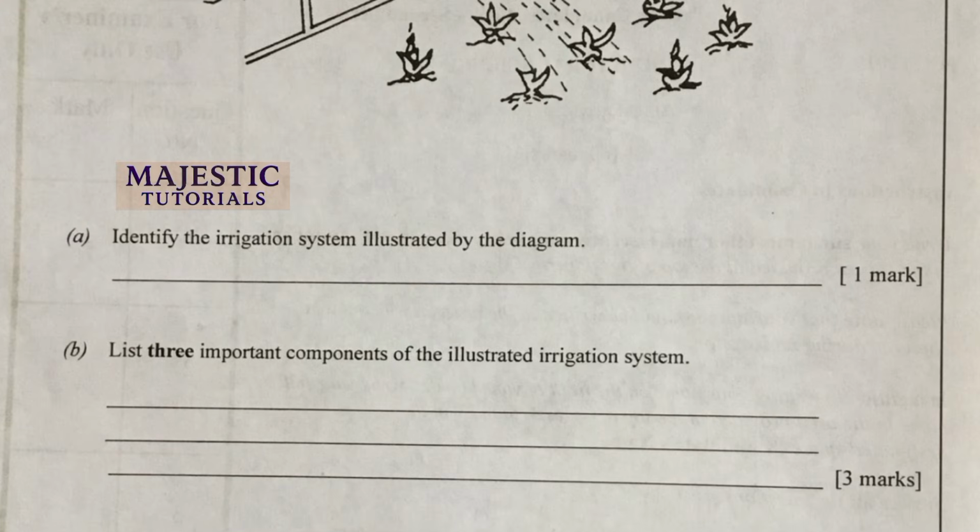The answer you will write, no explanation, is sprinkler. And you will get the mark. Spelling is necessary, but we don't mark it. Then we go to question B. List 3 important components of the illustrated irrigation system. In the same way, in other practical, you need to know the component parts of the tractor, the wheelbarrow, and others. Questions normally come from there.